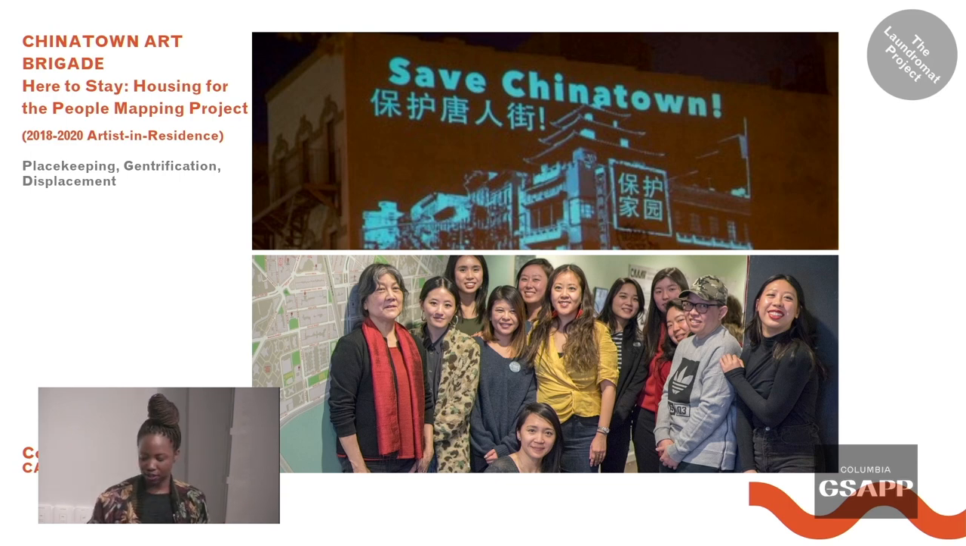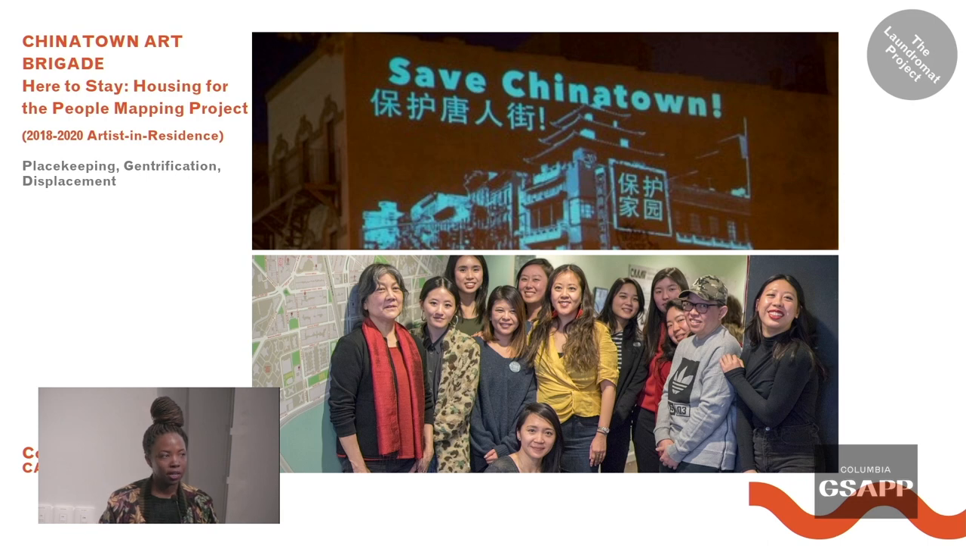And the final example I'll share with you about one of the artist projects that we're currently supporting is called Here to Stay Housing, Here to Stay Housing for the People Mapping Project. It's by an artist collective called Chinatown Art Brigade. They do a lot of organizing down in Chinatown and the Lower East Side around issues of gentrification and displacement, particularly in this rapidly gentrifying area of the city.